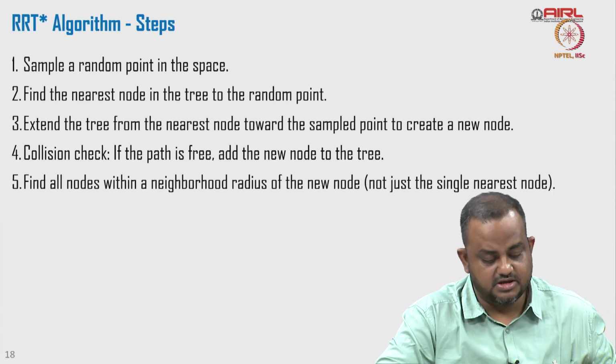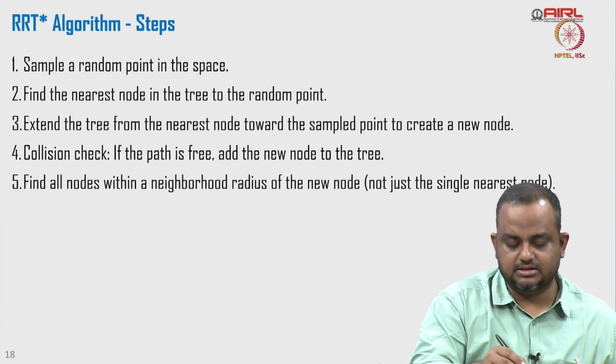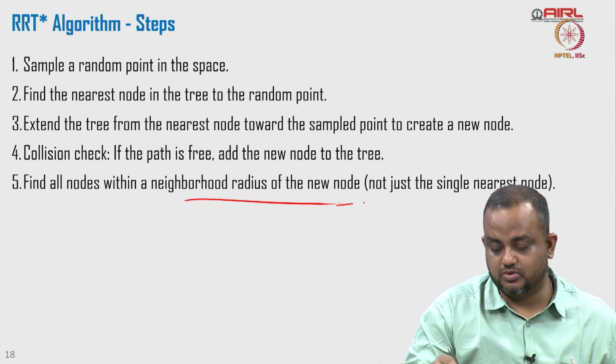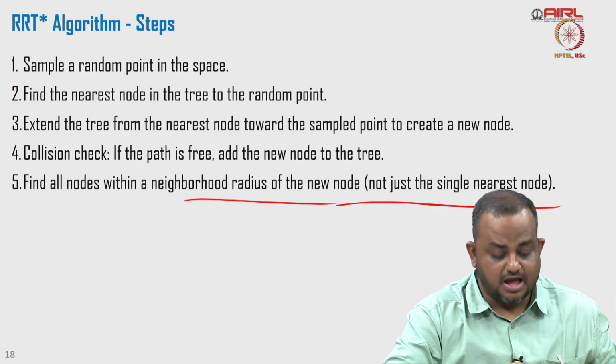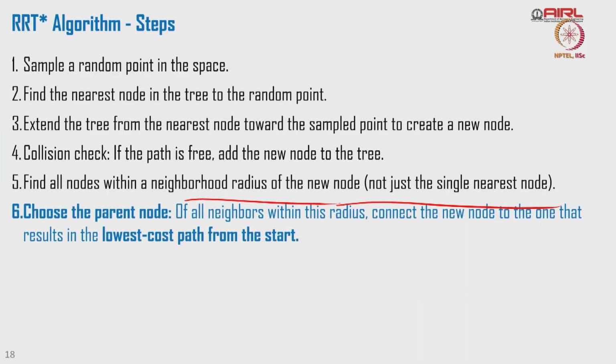Now, what happens? Find all nodes within a neighborhood radius of the new node, not just a single nearest node, right. Out of this it will choose the parent node of all neighbors within this radius which we are talking about, neighbor radius. It connects the new node to the one that results in the lowest cost path from the start or starting point. Okay.